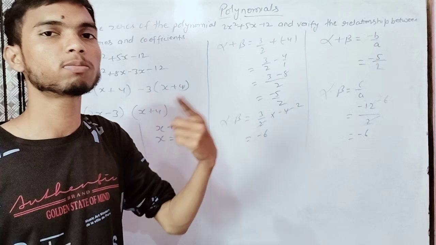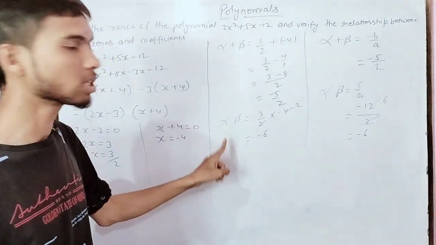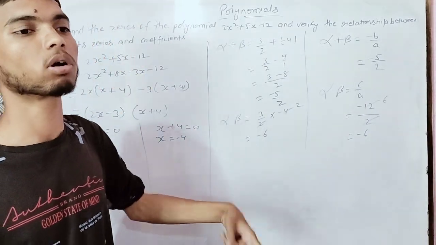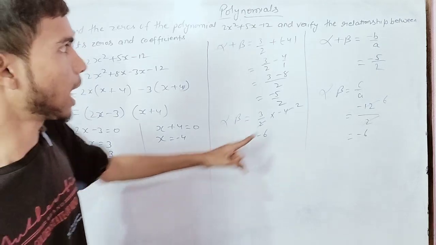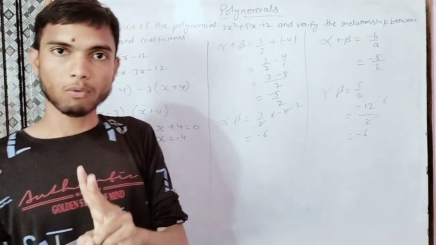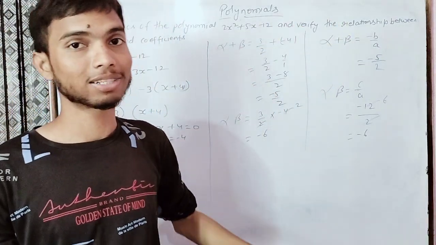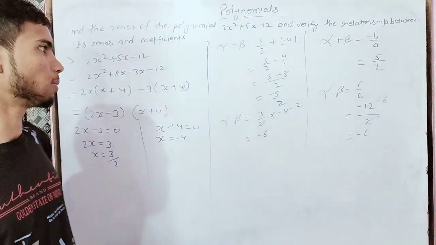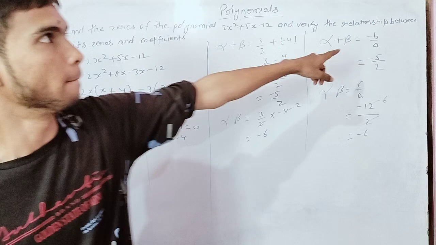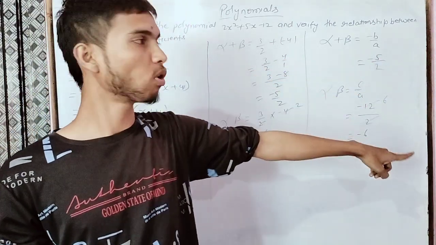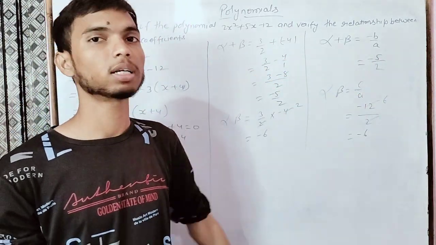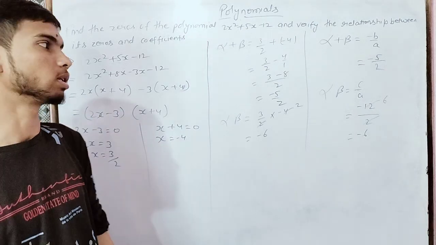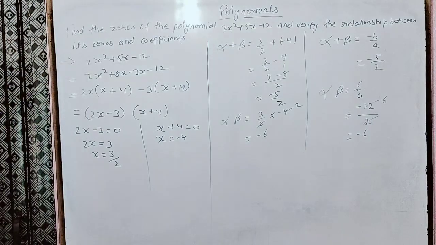This was the sum of two zeros, and this was the product of two zeros. As we know, the sum of two zeros will be minus b upon a. The product of two zeros will be c upon a, where b is a coefficient number, a is also a coefficient number, and c is not a coefficient number. Instead, it is a constant number. We have some more questions regarding this.